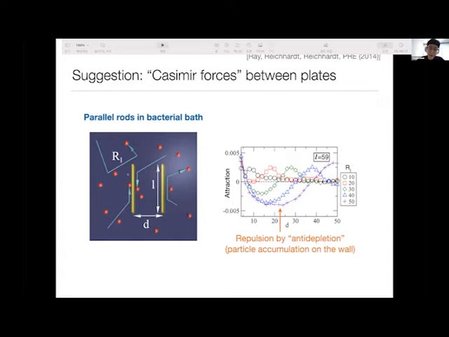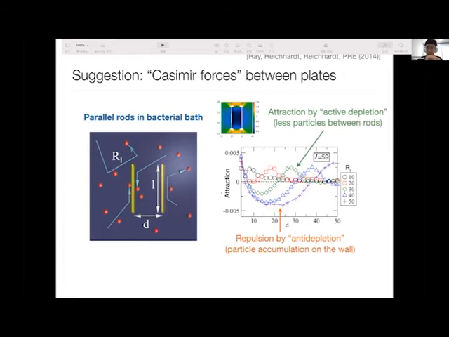But as the rods become even farther away from each other, you start to see attraction again. Now how do we understand this attraction? There are people who studied the system using simulations, and they called this effect attraction by active depletion. When the rods are a bit far away from each other, there is a low density region in between the rods, and therefore the pressure difference due to this density difference gives rise to the attraction between rods. So that's one valid way of looking at this phenomenon.